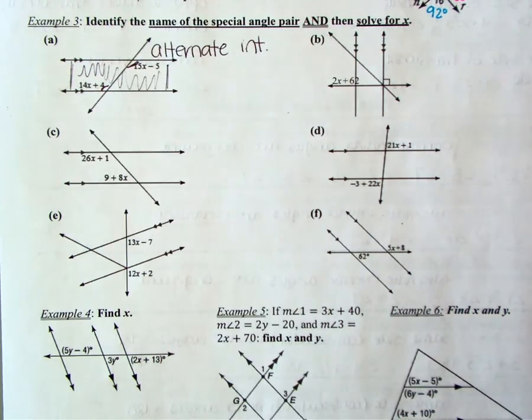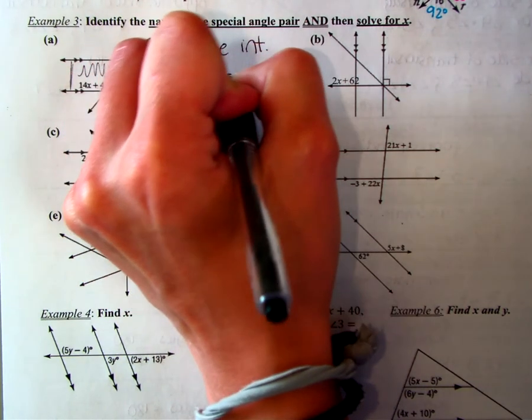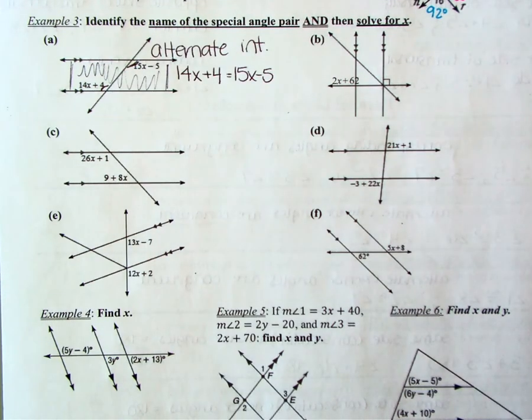Alternate interior angles are congruent. So my equation is going to be 14x plus 4 equals 15x minus 5. And then you would solve for x.